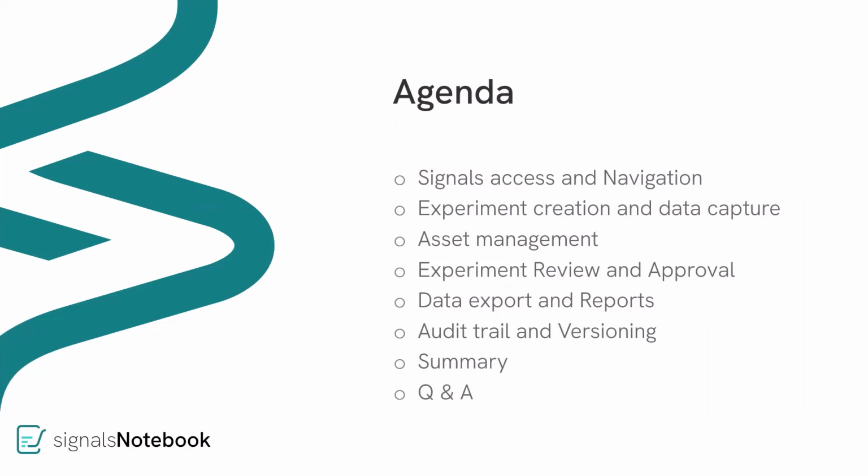So the agenda for today's talk are as follows. We will look at how Signals Notebook can be accessed and how easy it is to navigate through the system. We will look at how experiments can be created and different types of data can be captured. We will look at asset management as part of the materials library. We will look at the experiment review and approval process. Data which is already captured within the ELN can be exported and shared with your colleagues and collaborators. We will also look at the audit trail and how we can track the history of an experiment. Finally, I will summarize my talk and we will have time for Q&A at the end.